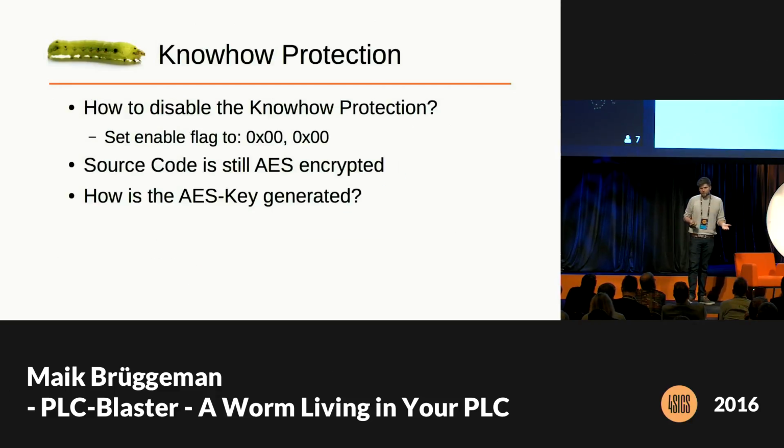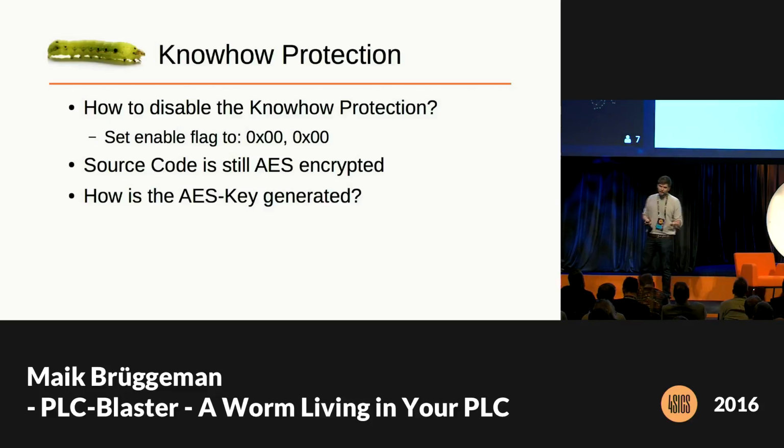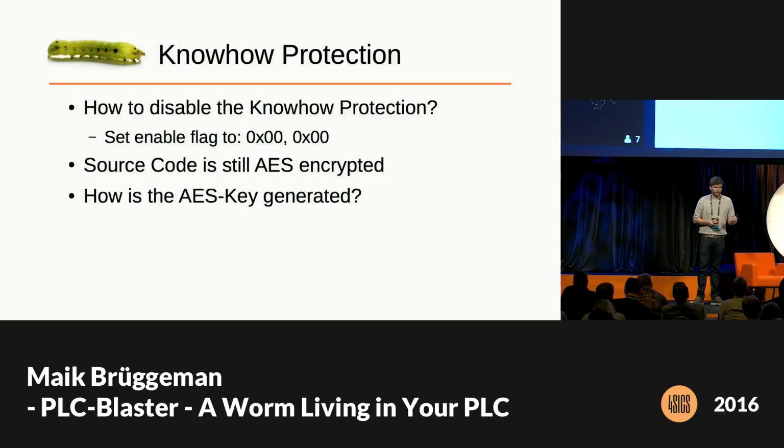If you want to disable it, what do you have to do? Simply flip the bit to 0, and it is disabled. You can transfer the program back with your own tool, and the TIA portal will see, oh, it's disabled, and will not ask for the password. Problem here is the source code is still AES encrypted, but the question is, how is the AES key generated?